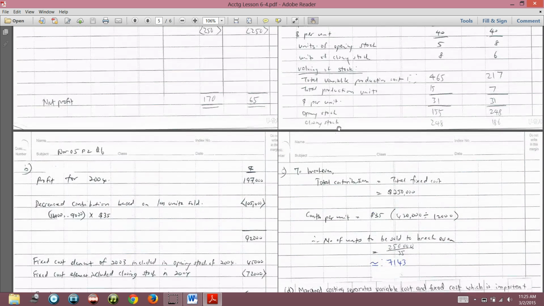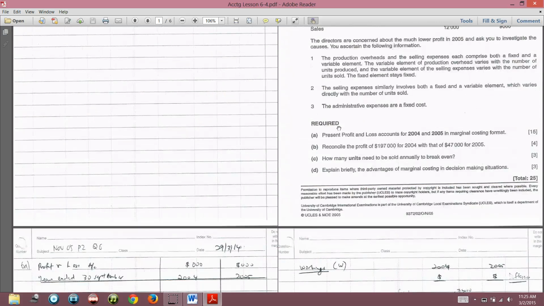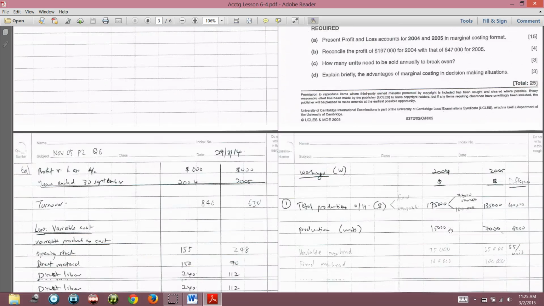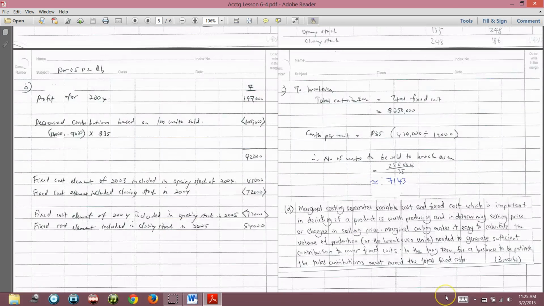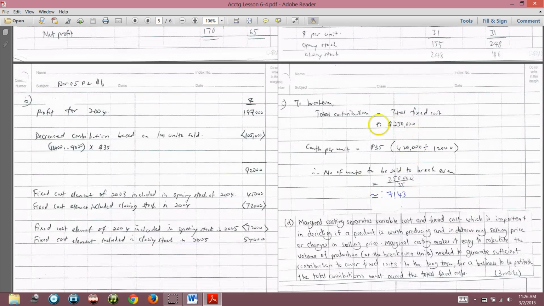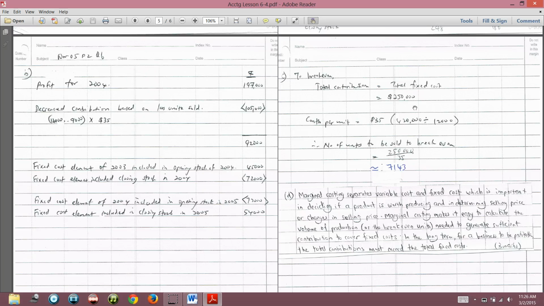So now we go to part C of the question. How many units need to be sold annually to break even? So in order to break even, your contribution must be equal to your total fixed cost. Your total fixed cost is 250,000. So that means your contribution must exactly cover your total fixed cost in order for it to break even.